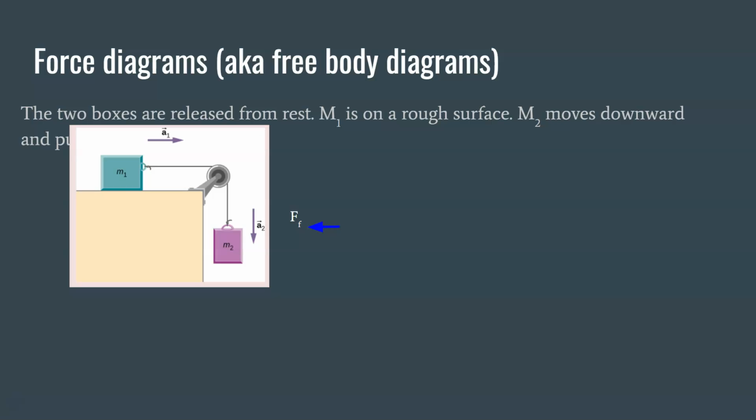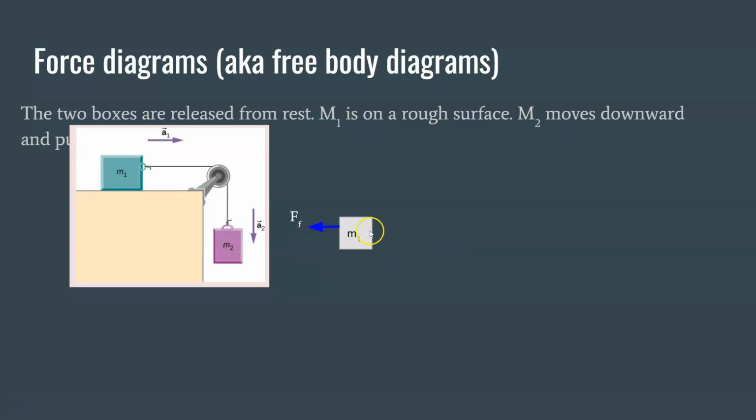But it says 2 boxes are released from rest. M1 is on a rough surface and M2 moves downward, which pulls M1 to the right. So this is 2 objects, so we're going to draw 2 free body diagrams. I'm going to start with M1 first. And you'll notice, and I haven't really talked about these, why is friction showing up on just this one? Well, the clue is the rough surface. All the others were ice or smooth, and so that's an indication that friction isn't acting there.